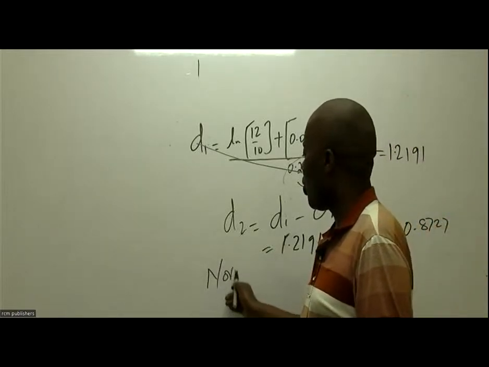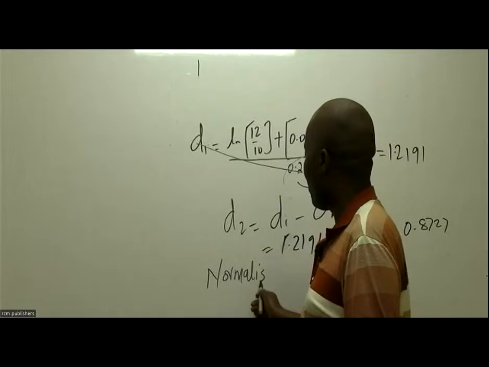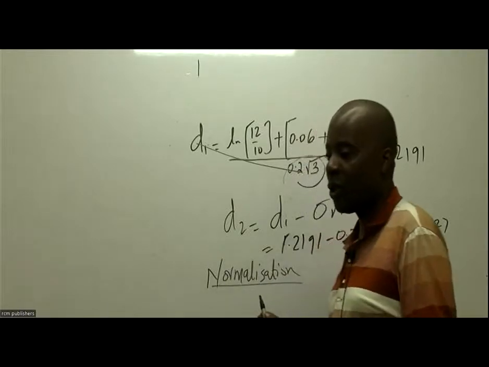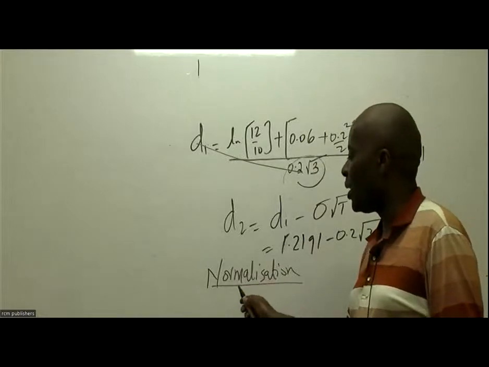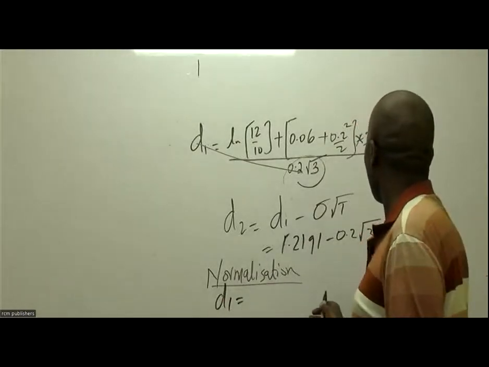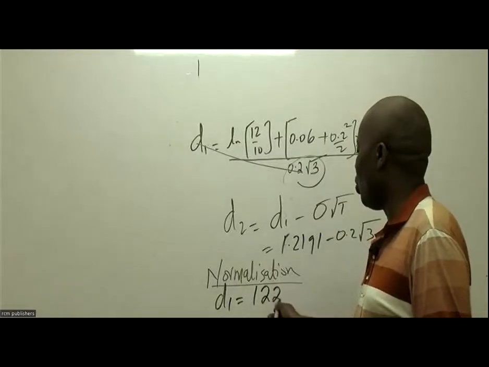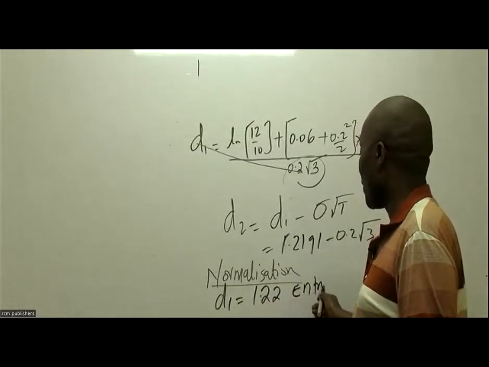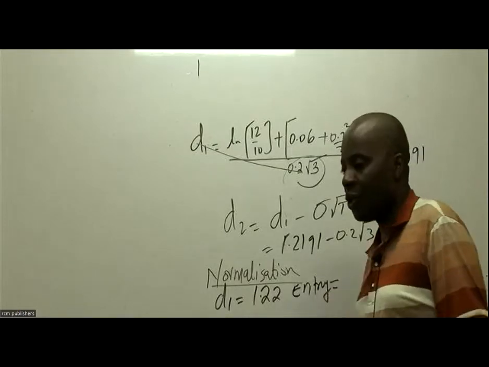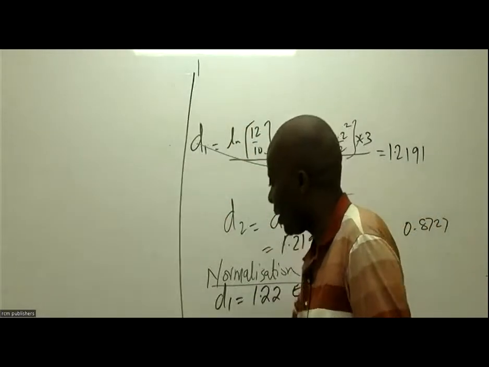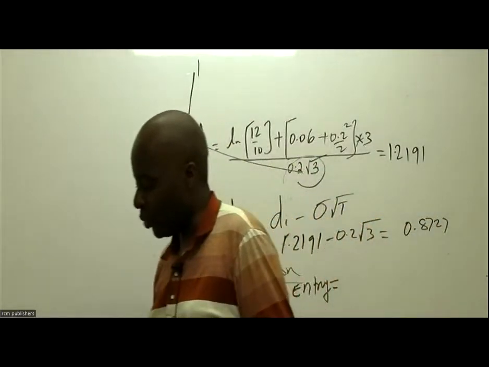From there we go to normalization. So normalization, we have D1, which is 1.22. Could you kindly give me the entry of D1?